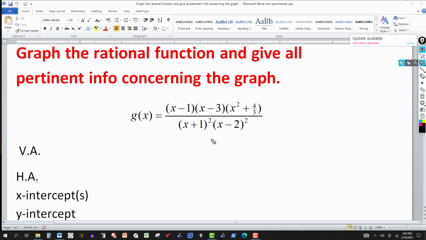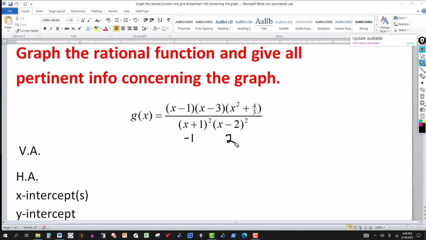So here we go. The vertical asymptotes come from values that make the denominator 0, but not the numerator. So let's look at the denominator, the factors here. So x plus 1, it's going to be 0 when x is negative 1, so that'll make that denominator 0. Product of any number with 0 is going to be 0. Now for the second factor, that factor is 0 at 2. 2 minus 2 is 0. You square it, you still get 0.